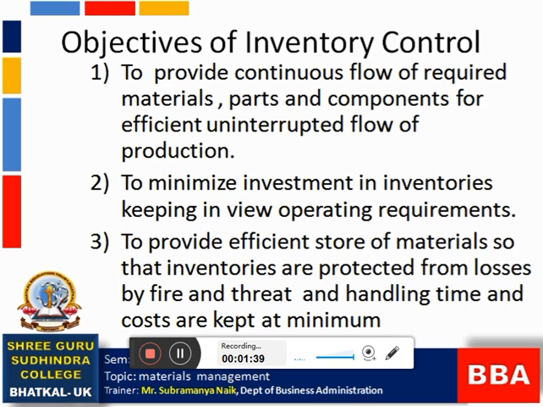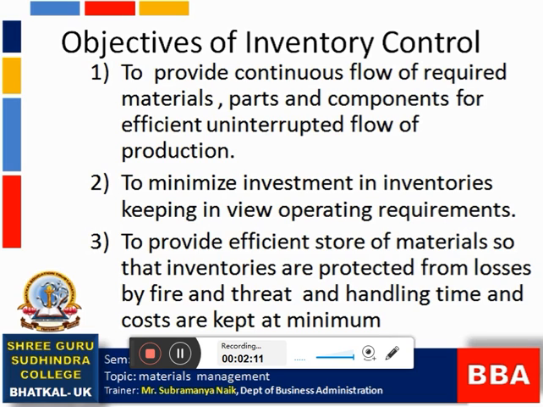If you have an effective control over the inventory, then definitely the production will not get disturbed or interrupted. So for efficient uninterrupted flow of production, the continuous supply of raw materials is very important. And if you apply the term inventory to the finished goods, for continuous supply of finished goods to the customers, we should have an effective control over the finished goods also.